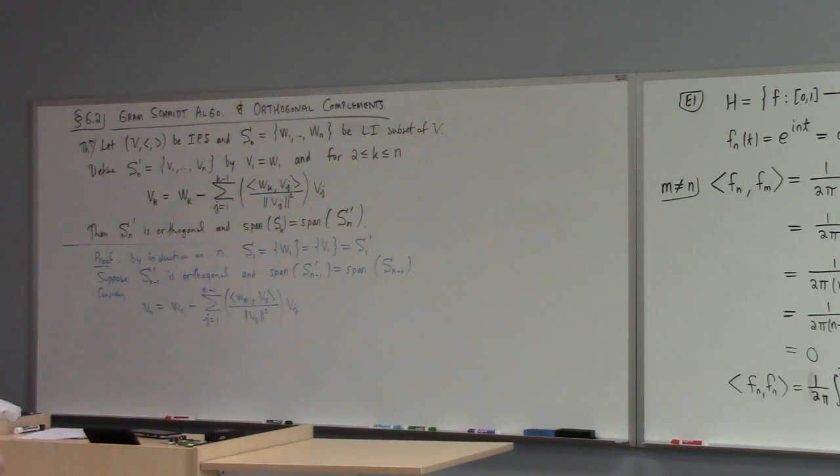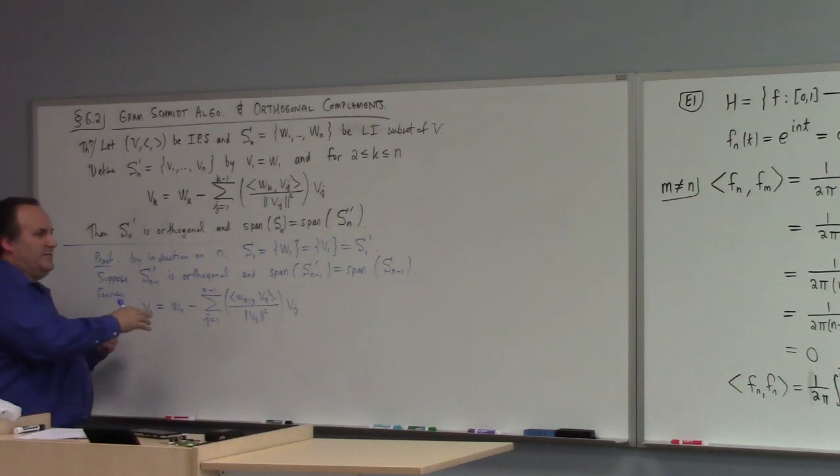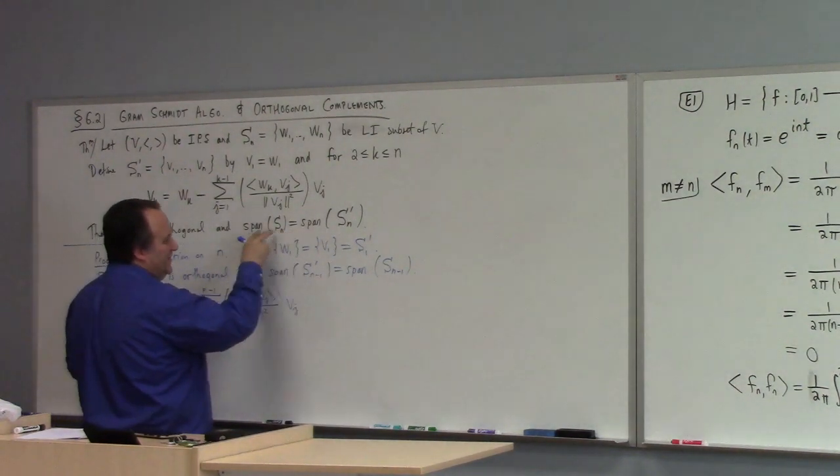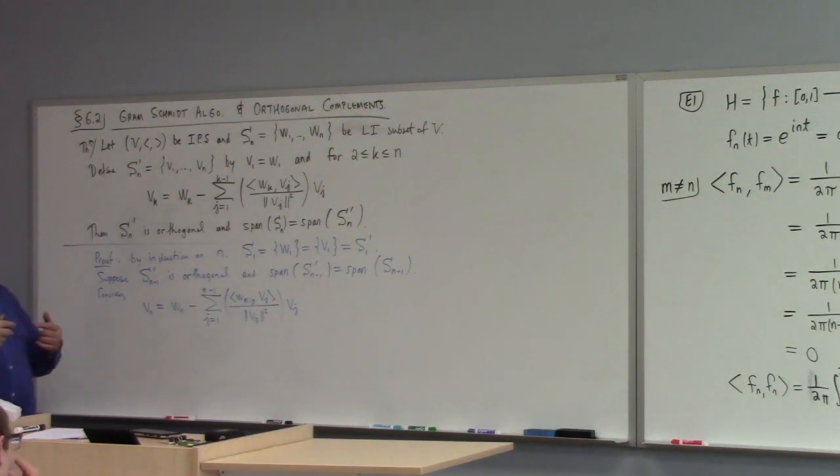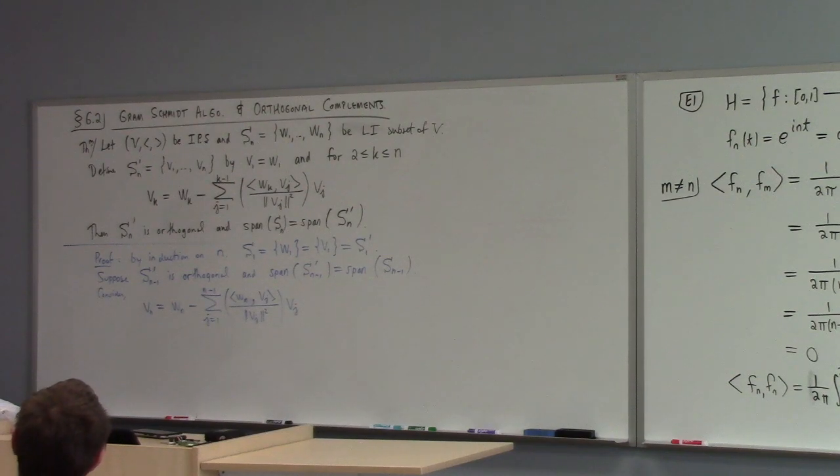So the claim is that, well, let me just think about it this way. If this was equal to 0, then we wouldn't be able to get that the span of this is equal to the span of that, right? Because you'd have at least one less linearly independent vector in the set Sn prime, so we wouldn't be able to have the spans equal. So it's important to know that this is non-zero.